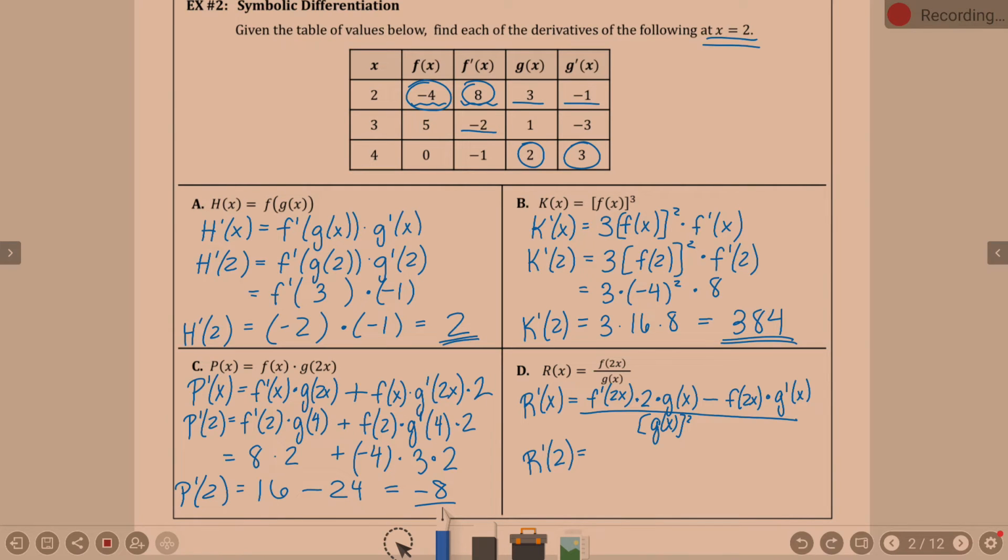F prime of 2, or R prime of 2, is going to be F prime of 2 times 2, 4, times the 2 already there, times G of 2, minus F of 2 times 2, so that's F of 4, times g prime of 4. Nope. See, I got caught up in the 4s. This is just g prime of x, so g prime of 2 all over g of 2 quantity squared.